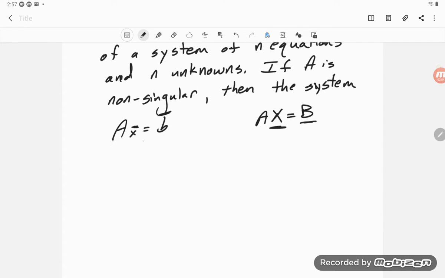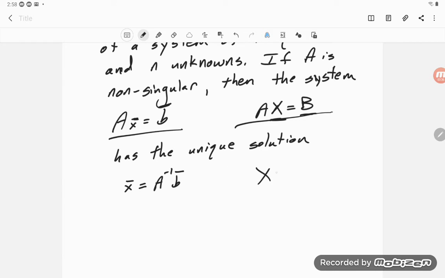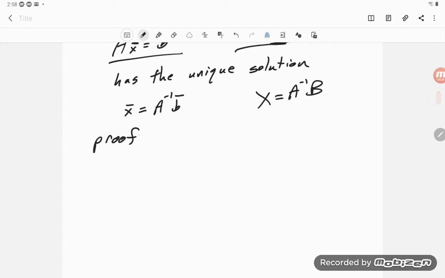But it says then the system AX equals B. And again, you could be thinking of it this way, or you could be thinking of it that way. Has the unique solution, and I'm going to write it both ways here. So X equals A inverse B, or again with the bigger matrices, X equals A inverse B. So that's the big deal. That's the punchline, is that if your coefficient matrix is non-singular or invertible, I can compute the unknowns X simply by multiplying whatever's on the right-hand side by A inverse. So that's pretty nice.